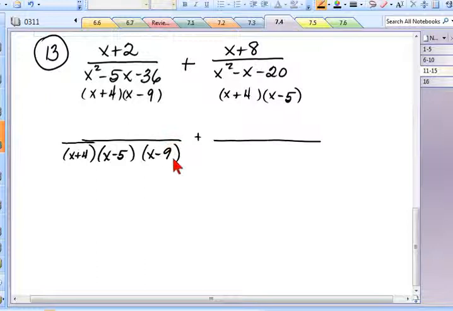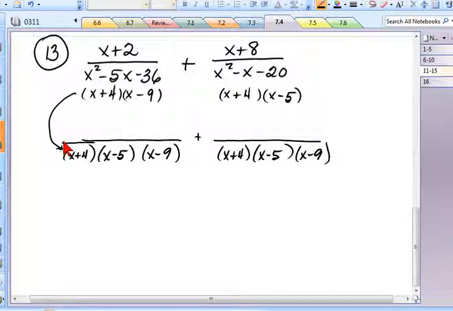It does not matter at all what order you write those three factors. Those are the three different kinds of factors. So I need an x plus 4, an x minus 5, and an x minus 9. And now it's time to do the comparison game. Compare old to new. What's the new factor for the first fraction? X minus 5.